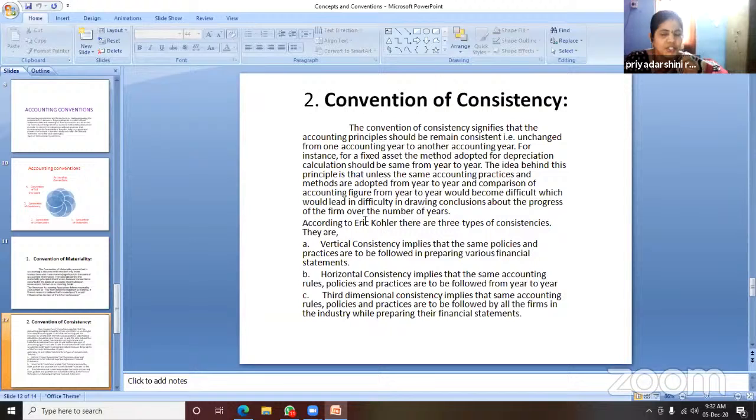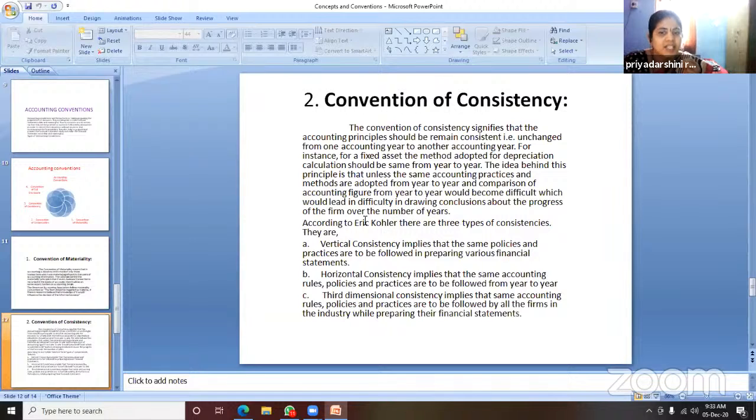Coming to the third, dimensional consistency. It implies that the same accounting rules, policies and practices are to be followed by all the firms in the industry while preparing their financial statements. For example, take a group of industries of the same nature, such as manufacturing industries. If the group of manufacturing industries follow the same method, it becomes easy for comparison within the group.